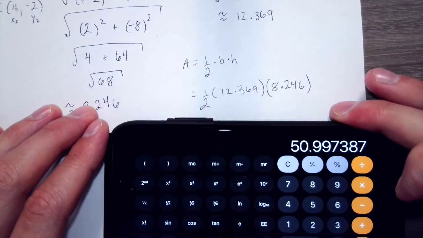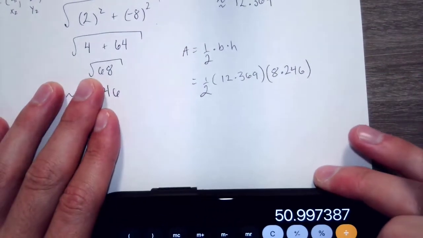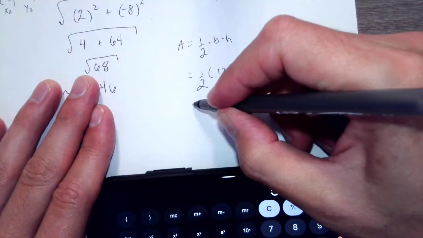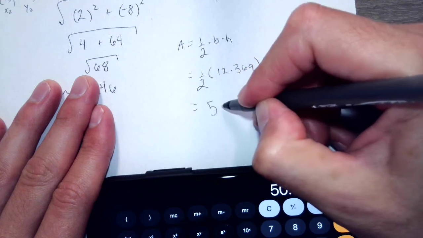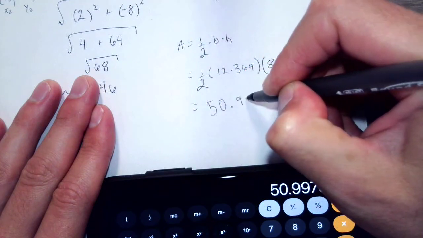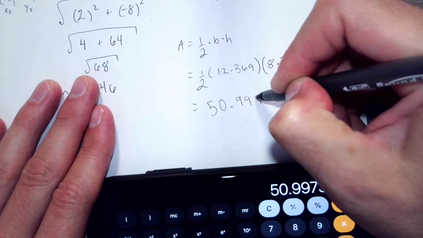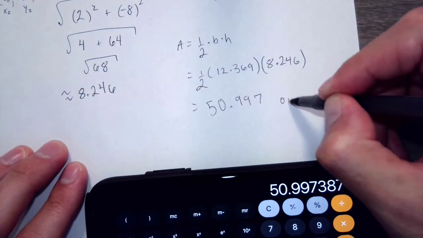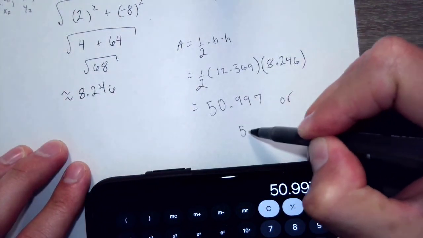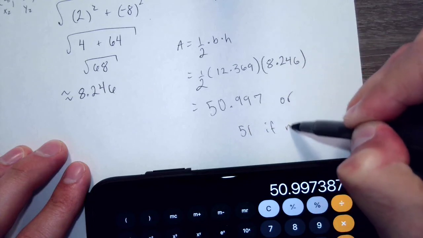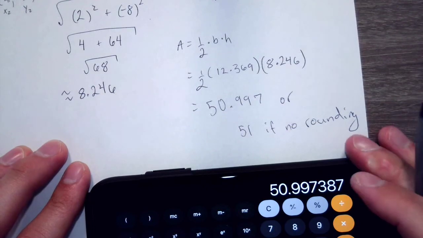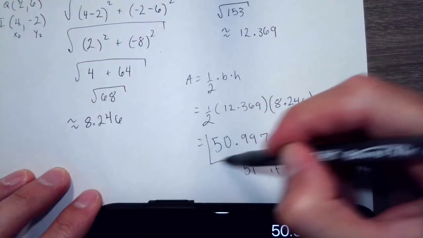So roughly 50.997. That would technically be 51 if I didn't round at all, but we can just say the area here is 50.997 if you're rounding. If you're not rounding, it would be 51. So yeah, that's pretty much it.